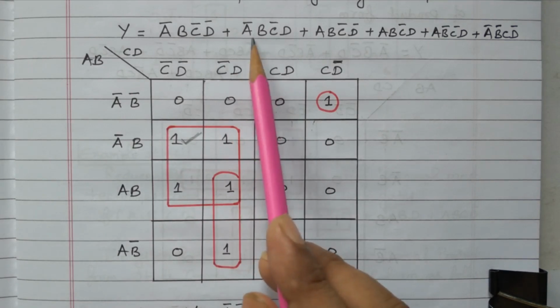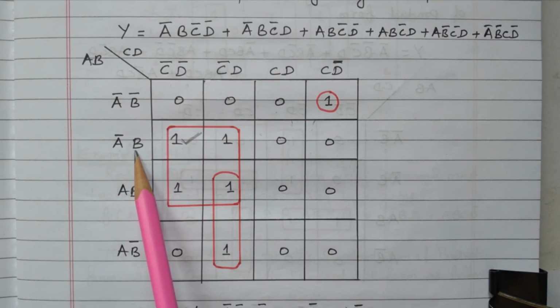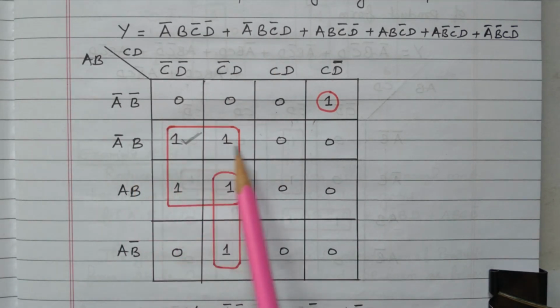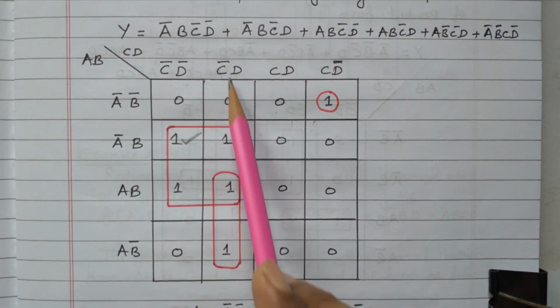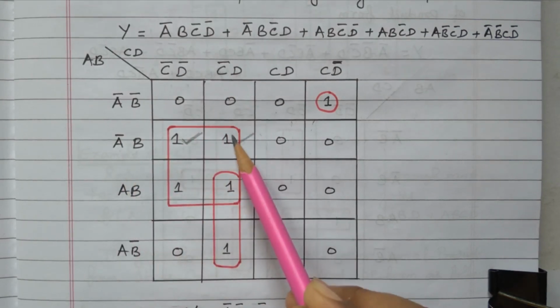Again same thing, A bar B C bar D. This is A bar B. Where is C bar D? C bar D is available here. A bar B C bar D. So this is the second term.